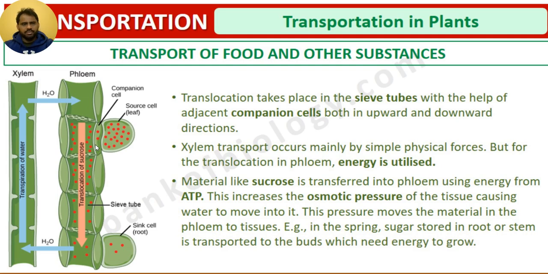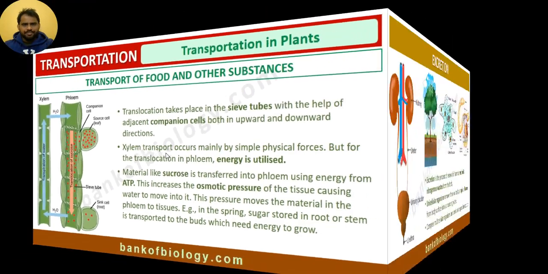This increases the osmotic pressure of the tissue, causing water to move into it. This pressure moves the material in the phloem to tissues. For example, in the spring, sugar stored in root or stem is transported to the buds which need energy to grow. So this is the simple transport of food and other substances, or translocation, in plants.